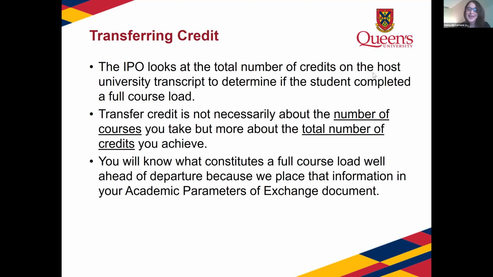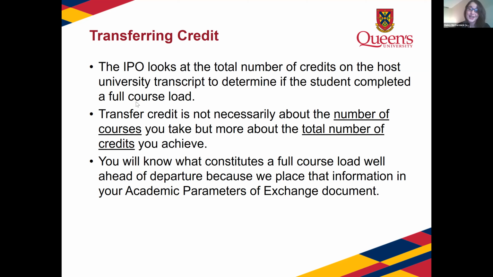So a question that I get all the time from students is, how many courses do I have to enroll in to get that full course load? And it's kind of a trick question because we are not concerned with the number of courses you enroll in. We are concerned with the number of credits you enroll in. That's what bullet point 2 says. Transfer credit is not necessarily about the total number of courses you take. It is more about the total number of credits you achieve.